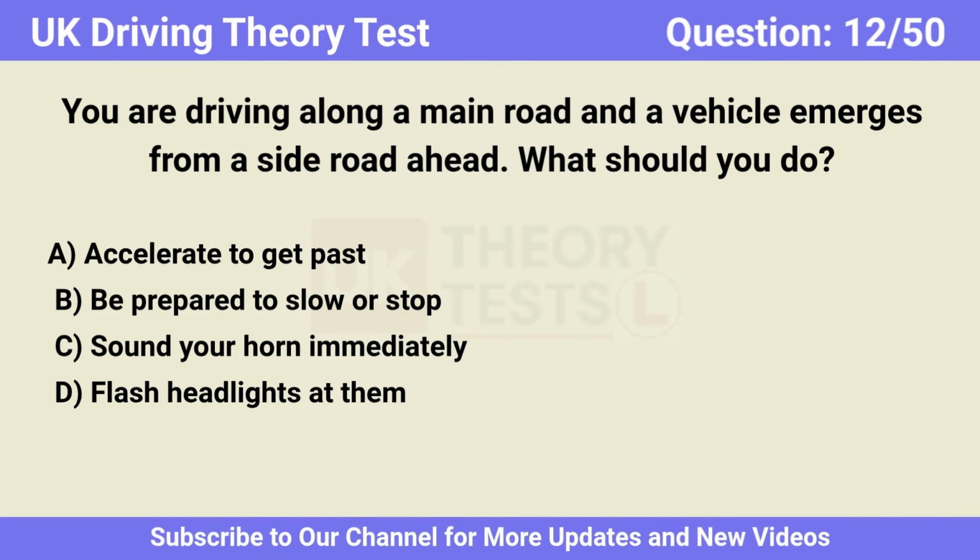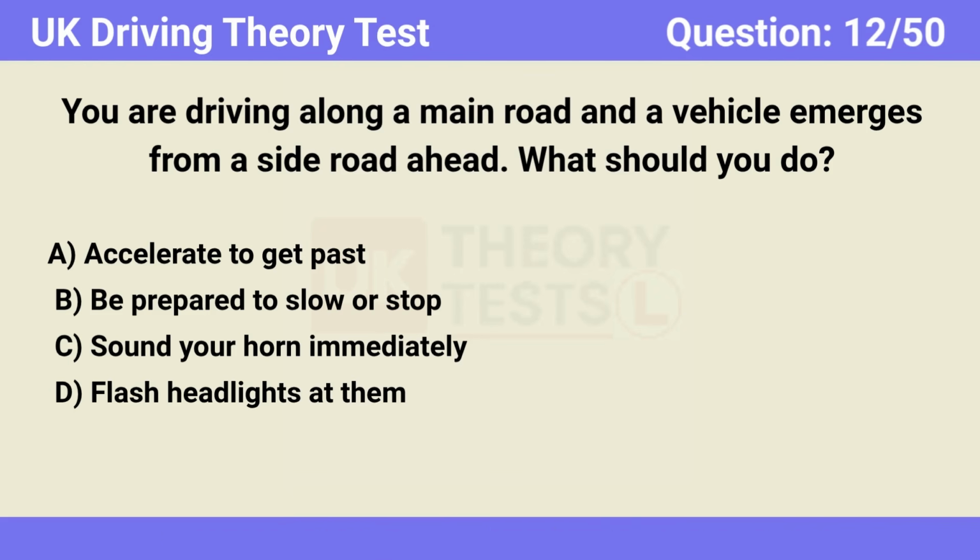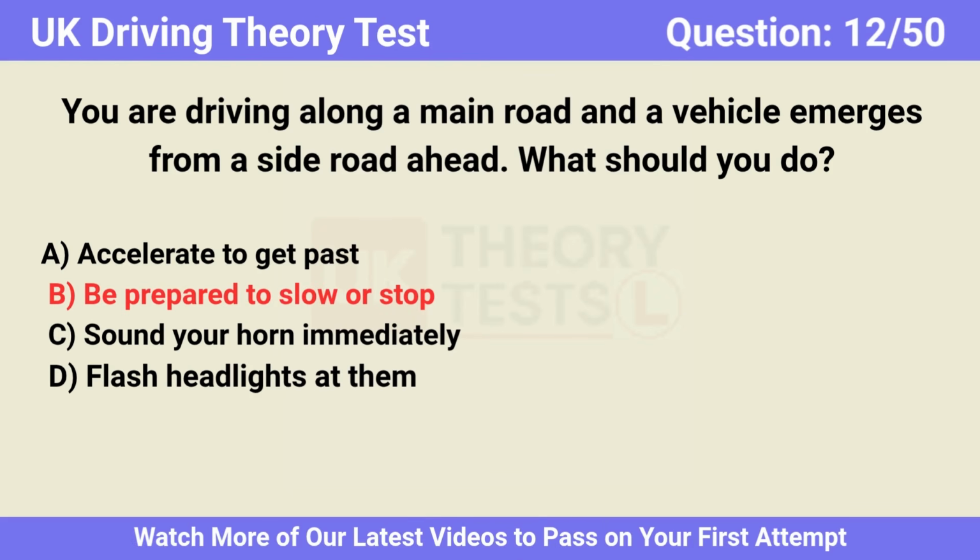You are driving along a main road and a vehicle emerges from a side road ahead. What should you do? A. Accelerate to get past. B. Be prepared to slow or stop. C. Sound your horn immediately. D. Flash headlights at them. Correct option is B. Be prepared to slow or stop.